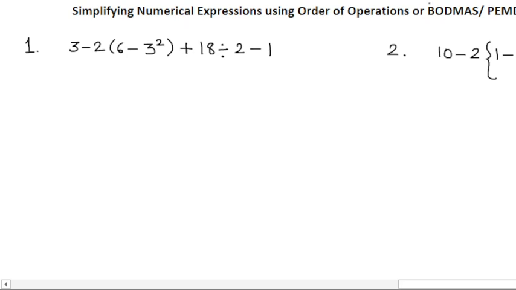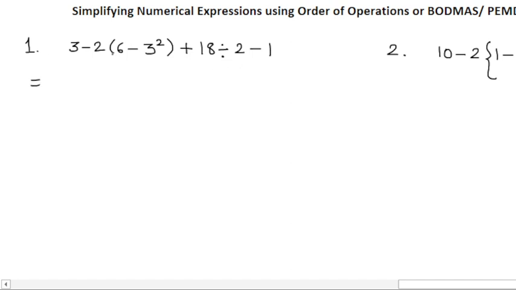B stands for brackets. Similarly, P stands for parenthesis. O stands for order. E stands for exponents. And then division, multiplication, addition, subtraction. So whichever letter comes first, that is to be solved first in any expression.